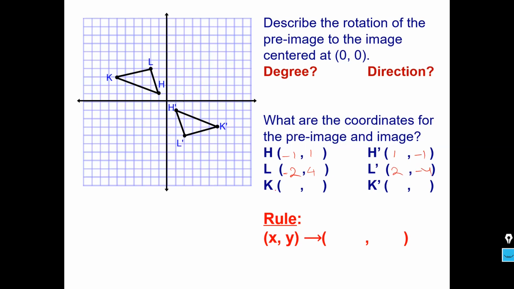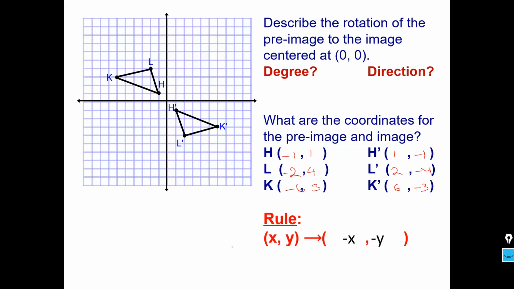Now K. K is 1, 2, 3, 4, 5, 6: negative 6 and 1, 2, 3: 3. Here it became negative 6, and 3 is negative 3 now, because you see the y-axis down here, negative 3. Okay, so now what is the rule?